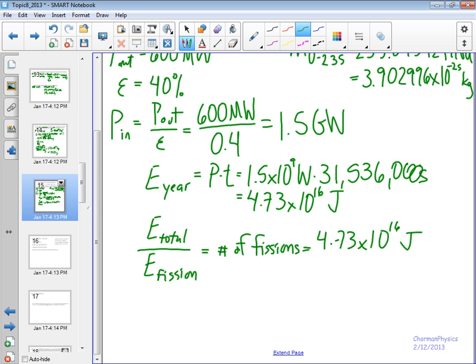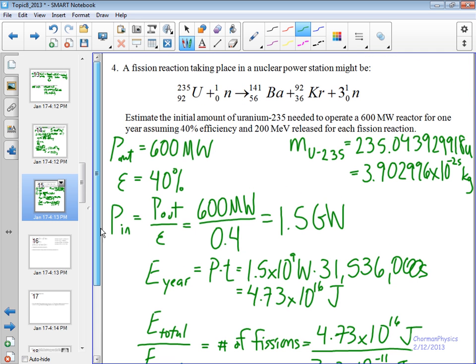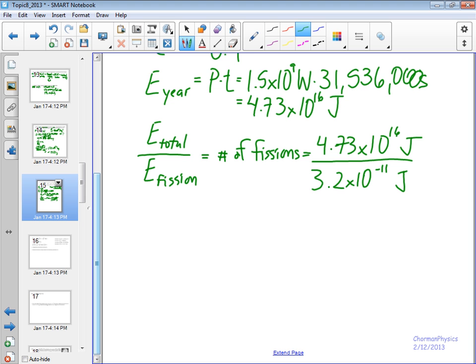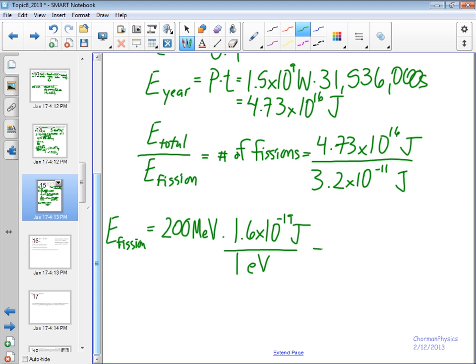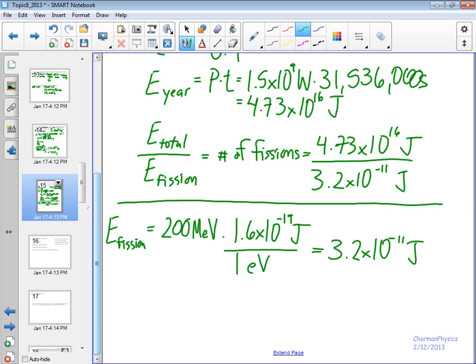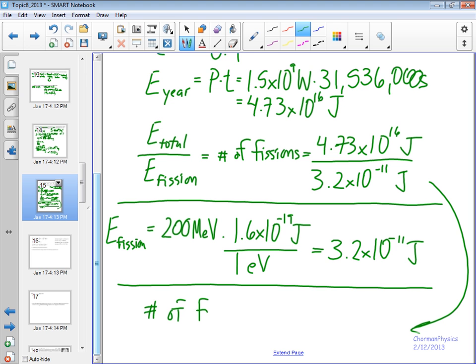Where did I get that 3.2 times 10 to the negative 11 joules? One other calculation that I have not shown here, I'm going to show really quickly. We know that there are 200 mega electron volts per fission, all right? So what I did here is I just converted using 1.6 times 10 to the negative 19 joules per electron volt. And that's what gave you that 3.2 times 10 to the negative 11 joules. So this tells me how many fissions there are.